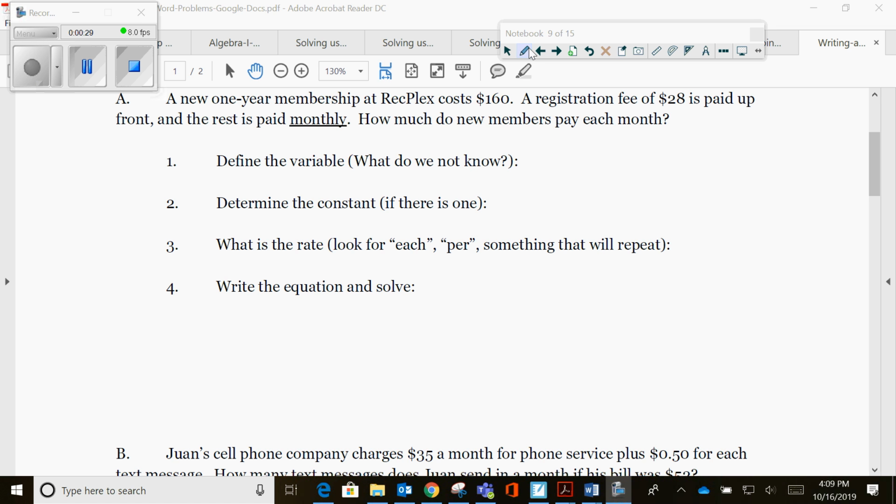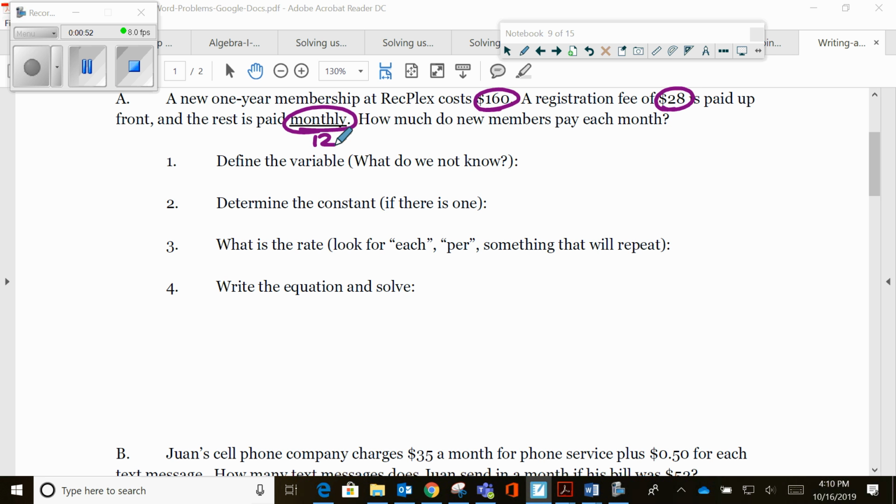So when we're using the CUBES method, the C in CUBES stands for circle the key numbers. So we're going to circle 160, 28, and I'm going to circle monthly because it does stand for 12 months. The U in CUBES stands for underlining the key vocabulary.